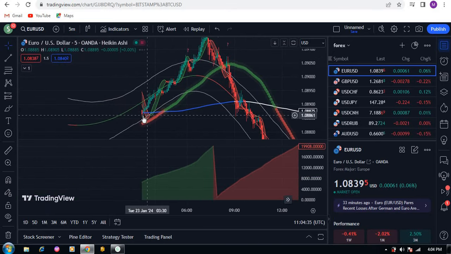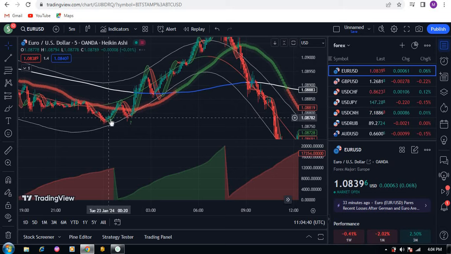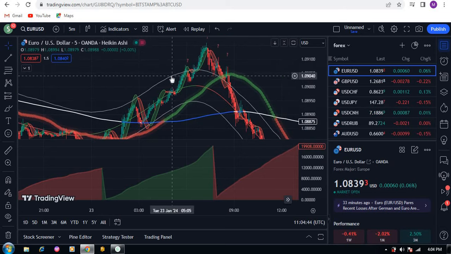This is a perfect buy trade. This one you can go for the buy trade. Okay, buy trade and you got the profit. This is the best ever trade.